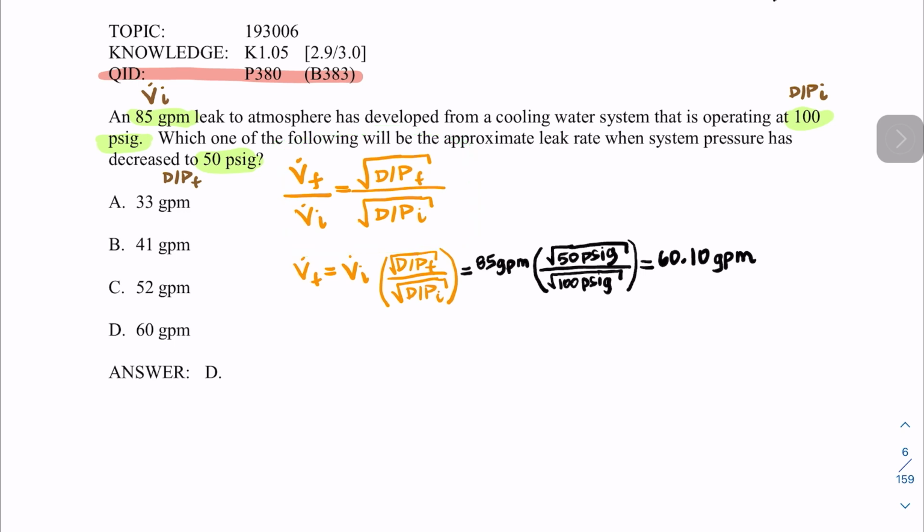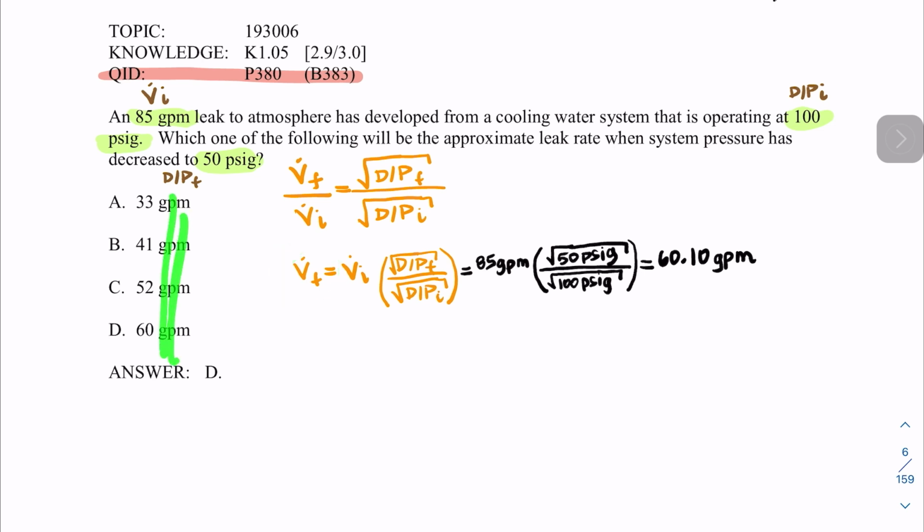Volumetric flow rate is going to be proportional to the square root of the differential pressure. So that gives me the idea, oh, I can use this formula and use this relationship. So I know that my 100 psig is going to be my differential pressure, and they're giving me this other final differential pressure. So what do I need to calculate?